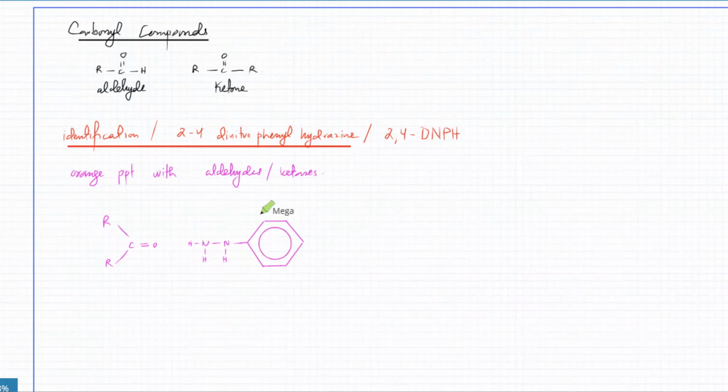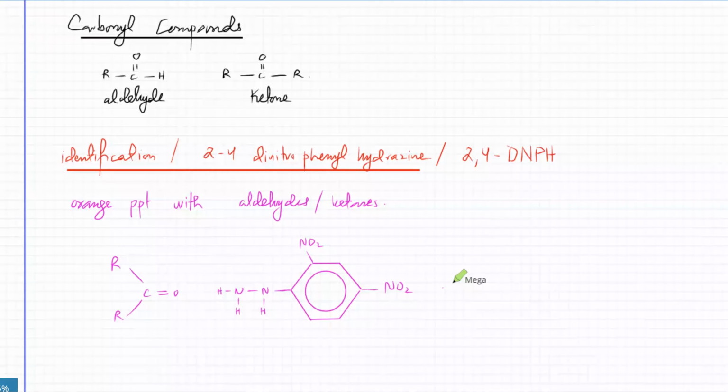And you've got 2 NO2 and 4 NO2. So remember, you should be able to identify, most of the time it's just 2,4-DNPH. Most of the time, you don't need the formulas. You just need that the test for identification of carbonyl compounds is 2,4-DNPH, and you get an orange precipitate with aldehydes and ketones.